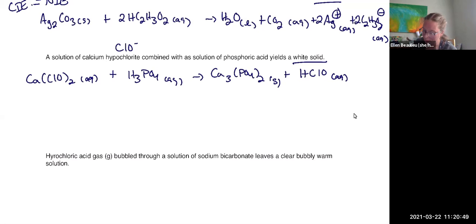We're not balanced. I see 3 calciums over here, so I need to put a 3 right here. In doing that, I now have 6 hypochlorites, so I need 6 hypochlorous acids. Now I have 6 hydrogens, so I need to stick a 2 right there. And now I have 2 phosphates and 2 phosphates. I'm good. Now I'm balanced. Okay, underline any solids, liquids, or gases. Circle any weak acids.